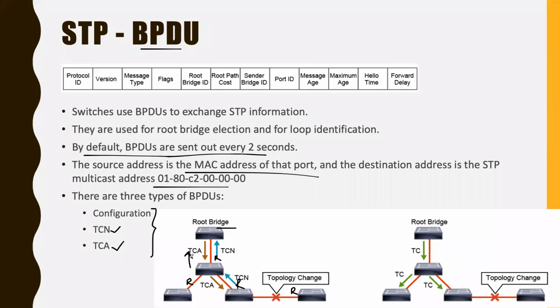But when there is a change in the topology, for example, this link goes down, then the connecting switch will generate a topology change notification, TCN BPDU, and it is sent towards your root bridge. Once the root bridge receives that TCN packet, it will acknowledge it towards the sender. And then, using the configuration BPDU, it will announce to all the switches that this link has gone down.